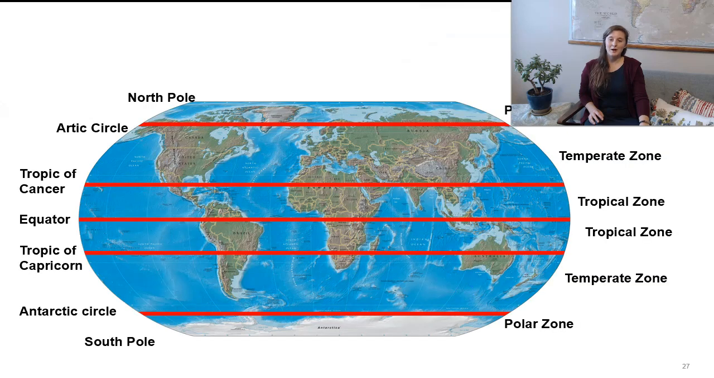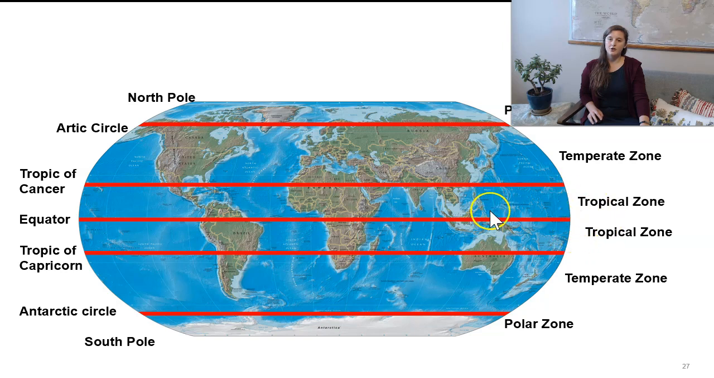So let's talk about distance from the equator. In this graphic, you can see the Earth and different lines on it. What are these lines? So the center line is the equator. Then we have the Tropic of Cancer, Arctic Circle, and North Pole. In the southern hemisphere, we have the Tropic of Capricorn, Antarctic Circle, and South Pole. Between these different lines of latitude, we have different zones of climate.